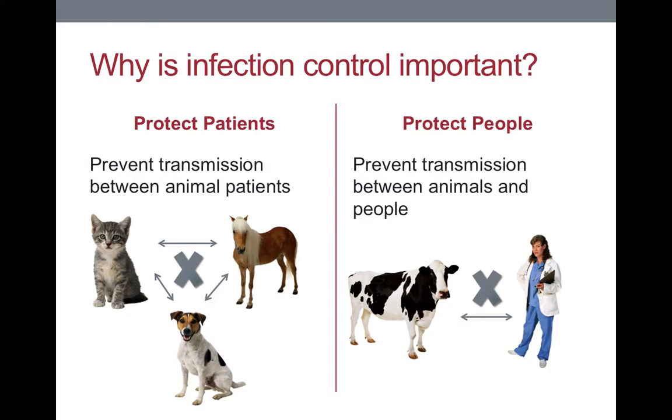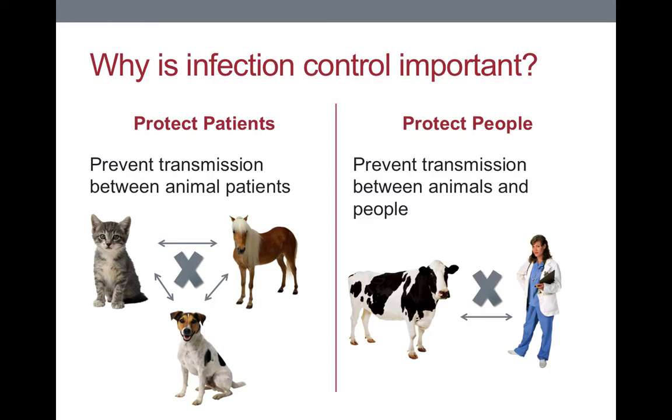Why is infection control important? Well, first and foremost, in a veterinary setting, infection control is a crucial step we can take to help protect our patients. Practicing proper infection control can help reduce or prevent transmission of potentially dangerous pathogens between animals. It also helps control dissemination of pathogens to the surrounding environment.